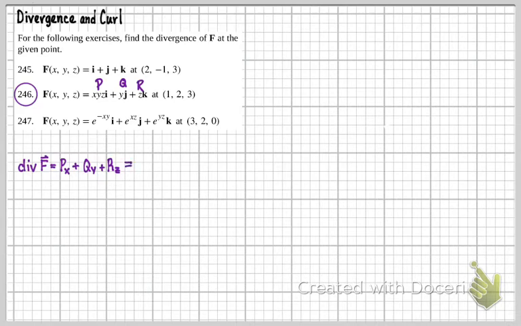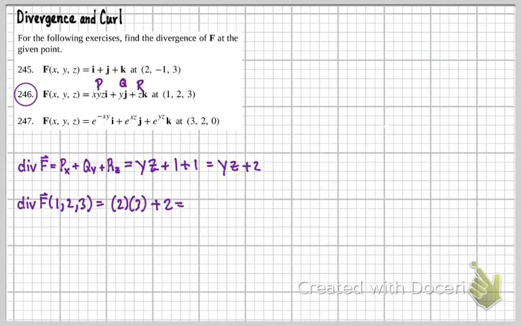So then my Px is going to be yz, plus my Qy there is going to be 1, plus my Rz is going to be 1. So then this is going to be yz plus 2. And then from there, we're just going to plug that in. I'm going to rewrite this. So then this is going to equal 2 for y and 3 for z. So it's going to be 2 times 3 plus 2. So that's going to be a total of 8. So there's my answer for the div of f at 1, 2, 3.